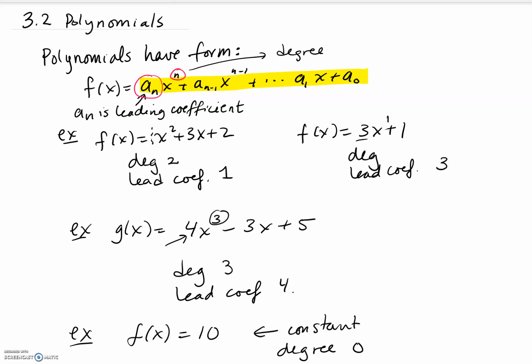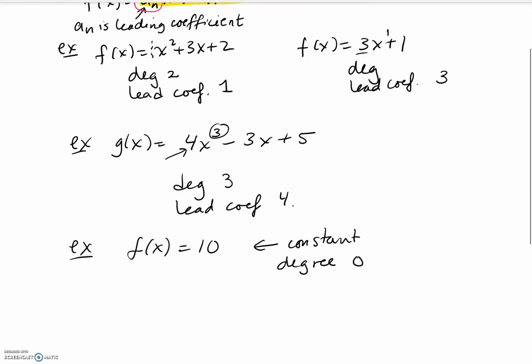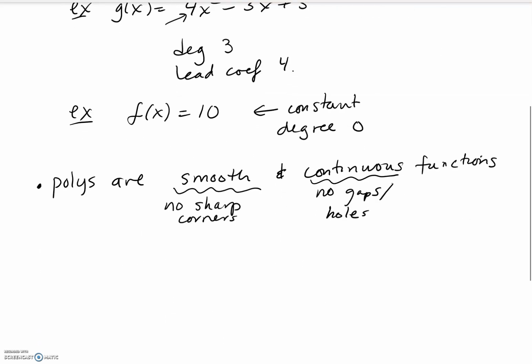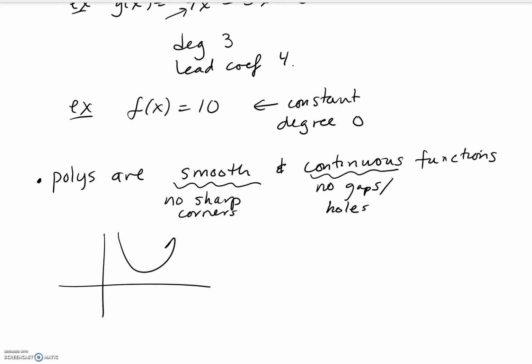So polynomials are these what's called friendly, smooth, continuous functions. And when we say smooth, we mean no sharp corners. So there's no sharp corners or edges in their graphs. And when we say continuous, there's really no gaps or holes in their graphs. So things like a parabola, you can draw it with one stroke of a pen or a pencil, or a line, you can draw it with one stroke of a pen or a pencil. There's no gaps, there's no holes, there's no stops.